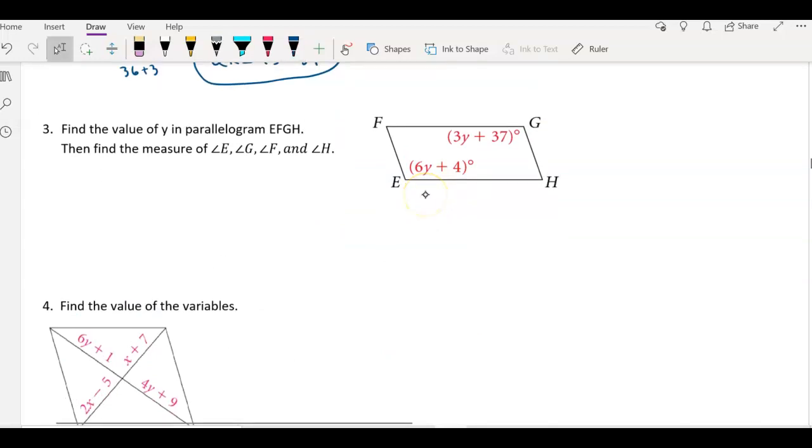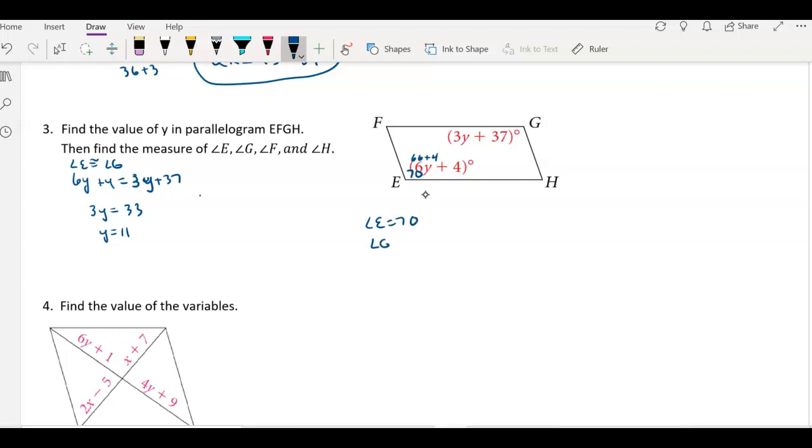Okay, using the property again that opposite angles are congruent. In order to find angle E, G, F, and H, I have to find y so I can find these angle measures. So what am I going to do first here? Find the value of y by saying angle E is congruent to angle G. So 6y plus 4 is equal to 3y plus 37. So subtract 3y, subtract 4, 33. So y is equal to 11. So when I plug that back in, 66 plus 4 would tell me that this angle is 70. So angle E is 70.